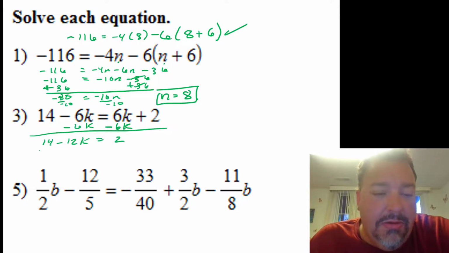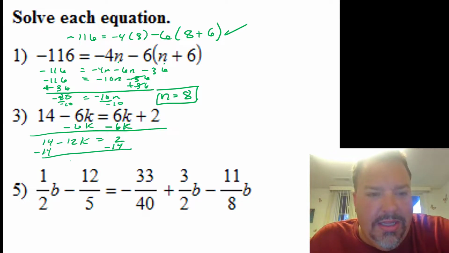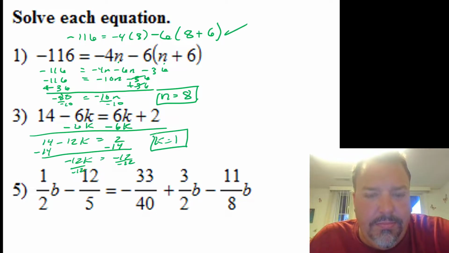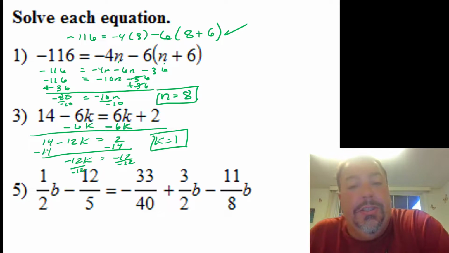And now I want to move all the constants over to the right side. So this 14 I have to get rid of. I'm going to subtract 14 from both sides. So that gives me negative 12k equals negative 12. And then we are going to divide by the coefficient, divide by negative 12. And we get k is equal to 1. So that's how we're going to do that.